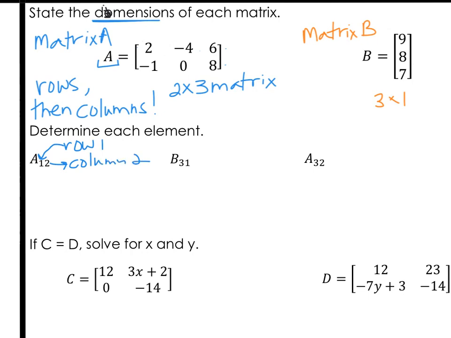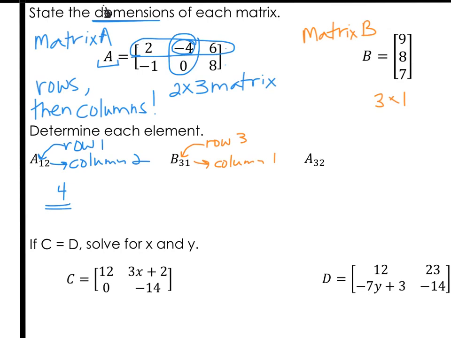So if I circle row 1 and then I circle column 2, or the second column, the value that matches both of those descriptions is element 4. So A12 is 4, the number at that position. Now in the second one, we have B31. So that means row 3, column 1. So remember, the first number is the row. The second number is the column.